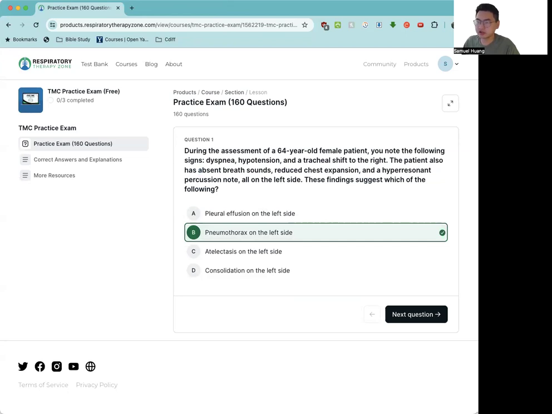All right, unilateral reduced chest expansion is important. Hyperresonance was important. Atelectasis can cause tracheal deviation as well. However, it has to be really bad.